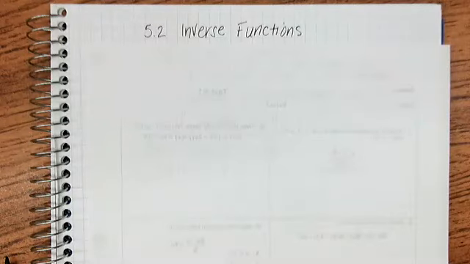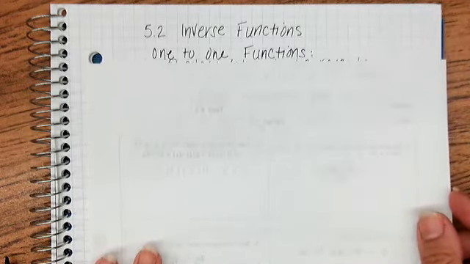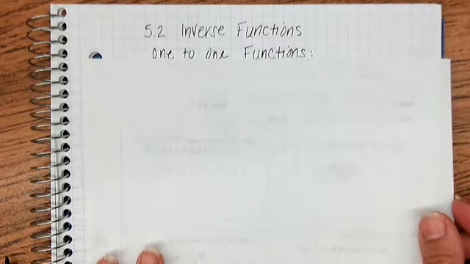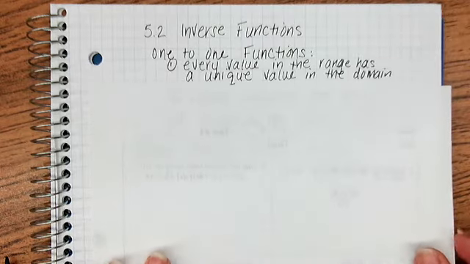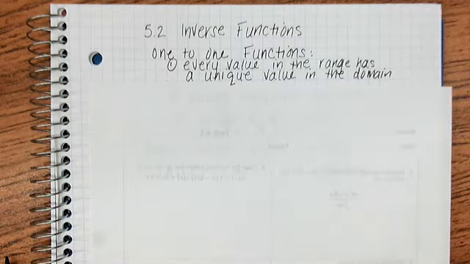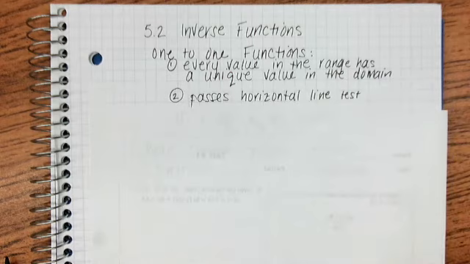So section 5.2, inverse functions. Let's start with one-to-one functions. One-to-one functions, two things are true. Every value in the range has a unique value in the domain. And the second thing is that a one-to-one function passes the horizontal line test.